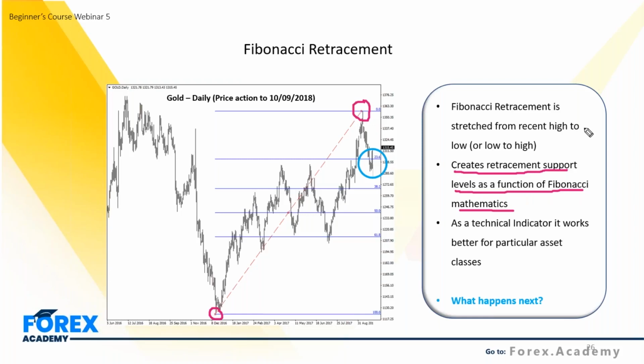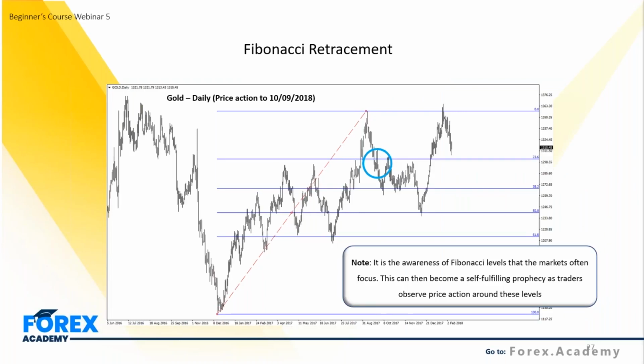So do anticipate practically placing the Fibonacci with that lesson on our MT4 as we look for a long-term swing low and high. So we pick these points here in the markets and we actually place the Fibonacci retracement across it. It creates a retracement support level as a function of the Fibonacci mathematics. As a technical indicator, it works best over many different asset classes. So here we can see that the Fibonacci does go from left to right. It gives us those levels of support and resistance.